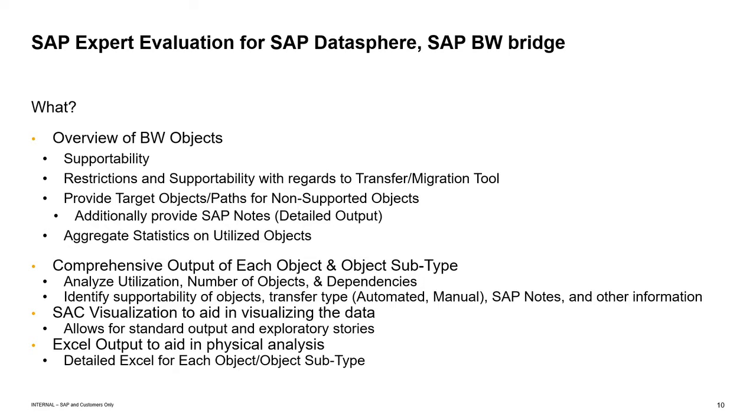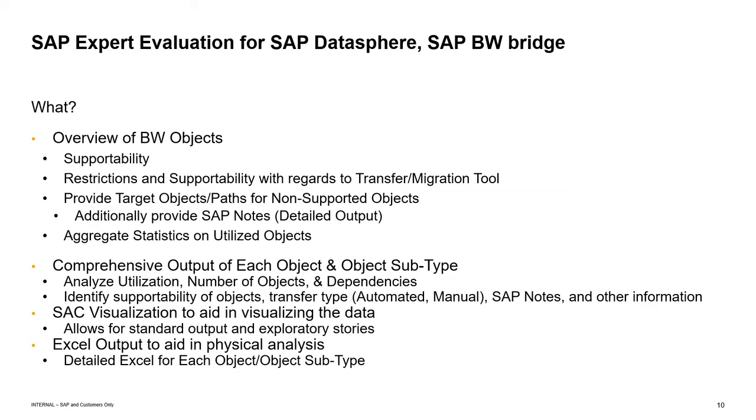So this slide offers us a bit of a different viewpoint on the expert evaluation. Some points we already discussed and some new points. So when it comes to the overview of BW objects, we are looking at the supportability, both in terms of BW Bridge, but also in a viewpoint of the transfer migration tool. We are providing more information around those non-supported objects, especially, and what possible paths may be to make those objects supported, whether it's before or after the conversion, and any SAP notes and or documents that may be helpful with that process. And we're providing those statistics on utilized objects.